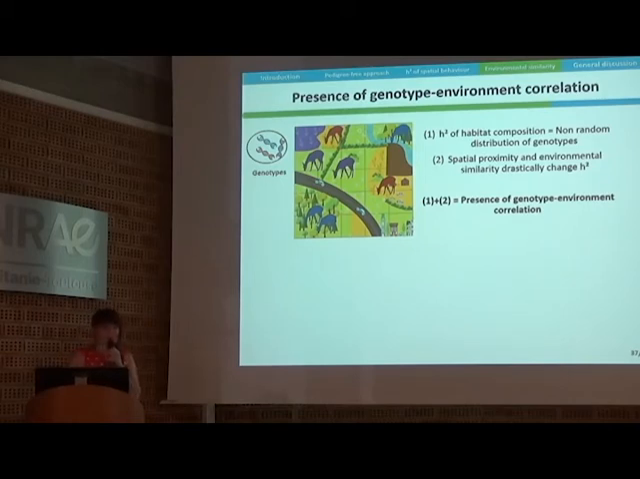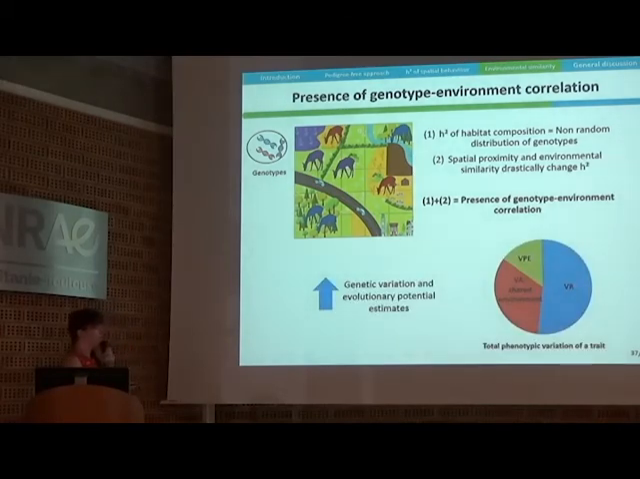how are we going to distinguish genes from environment? For example, if we consider that shared environment is part of genetic variation, we might upward bias the evolutionary potential estimate. Yet, if we consider that shared environment is part of permanent environmental variation, we might downward bias evolutionary potential. So what can we do with this? One solution would be to understand the mechanisms provoking this correlation.